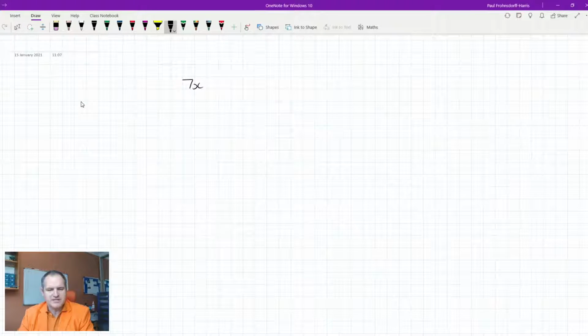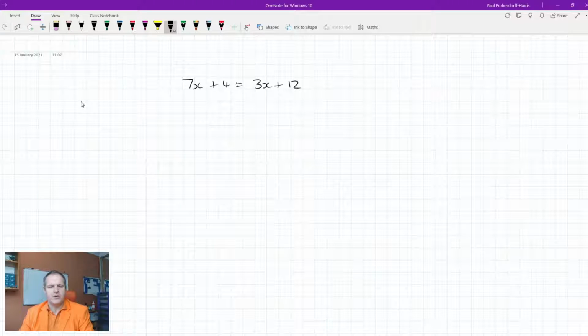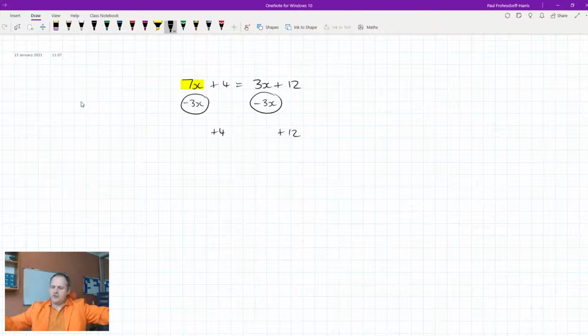Not to worry. 7x plus 4 equals 3x plus 12. So we've got x's and things going on both sides. What I'm going to do first of all is prioritise the bigger one of the two. Then take away the smaller one from both sides. So in this case, I'm going to do minus 3x from both sides. But that doesn't affect the 4s, so that plus 4 stays. The numbers are not getting involved in x's at all.